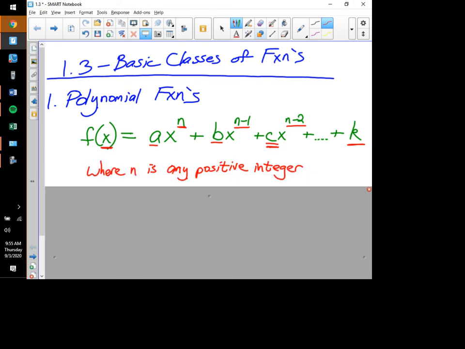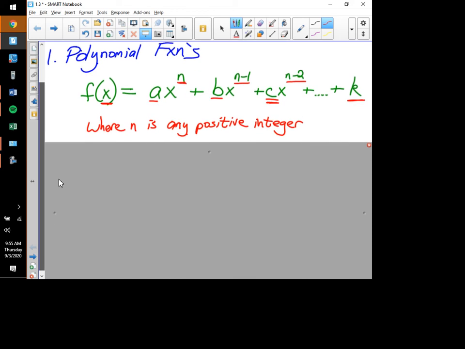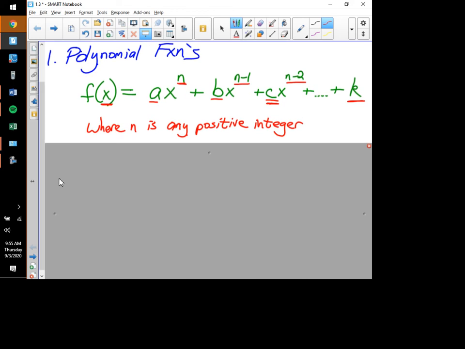And it does say here, I'm sorry, where n can be any positive integer. But that's important to note, everybody. N cannot be a negative number. We know how to deal with negative exponents, like x to the negative second power, but that is outside the definition of a polynomial. So to be a polynomial, all your exponents need to be positive integers.